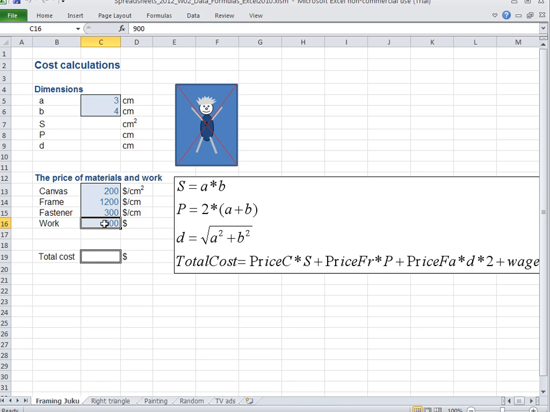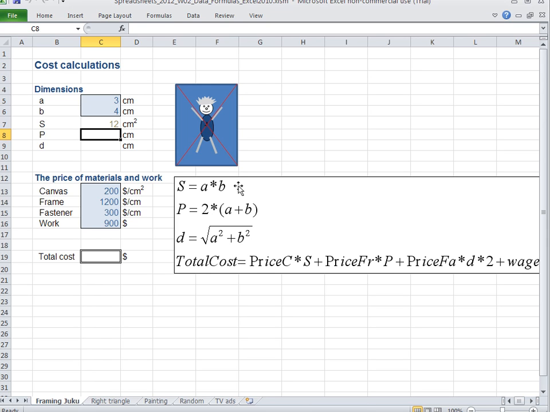Okay, and now let's begin from the beginning. The first formula is how much is the area of the painting. We write equals and click on C5, so equals starts the calculations. Click on C5 times C6, and here it is. This will calculate 3 times 4 to be 12, and we have our canvas area.